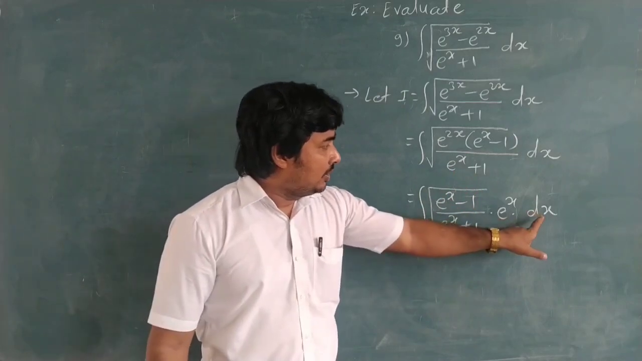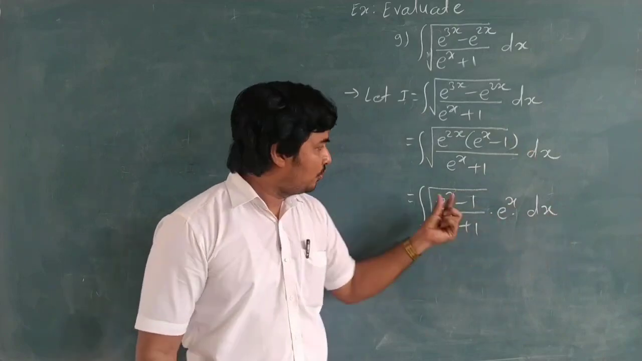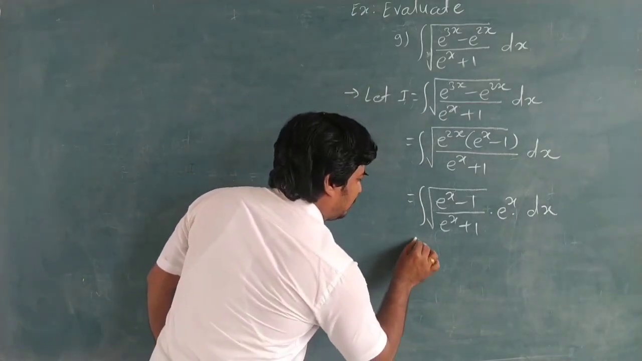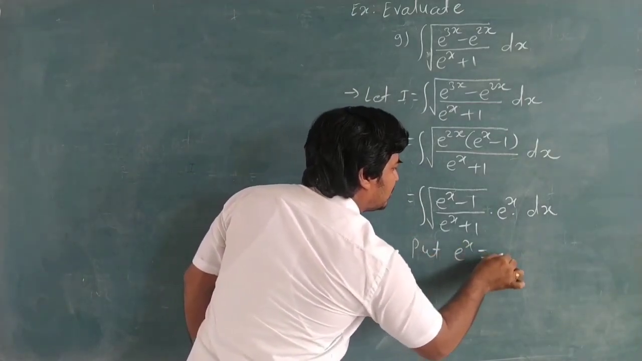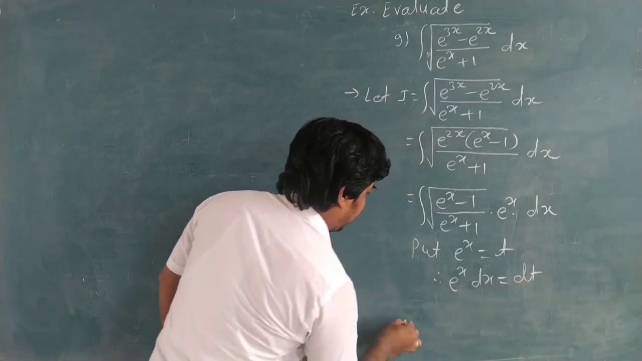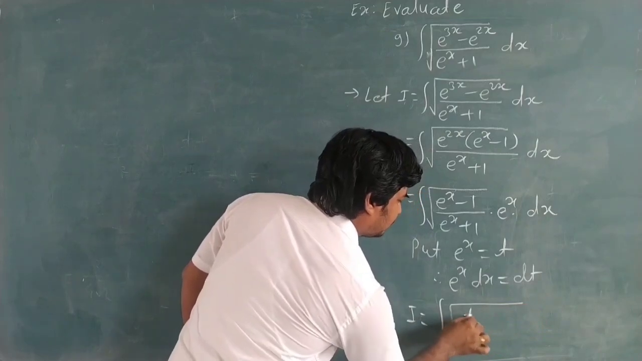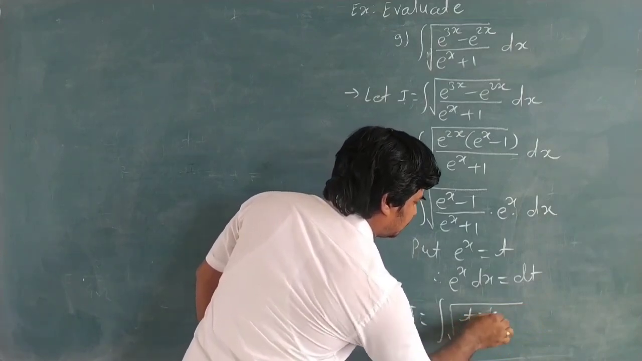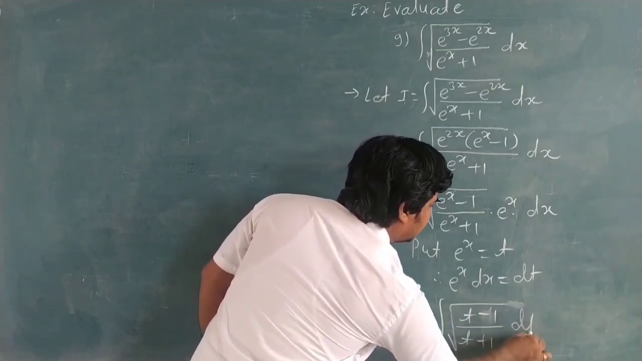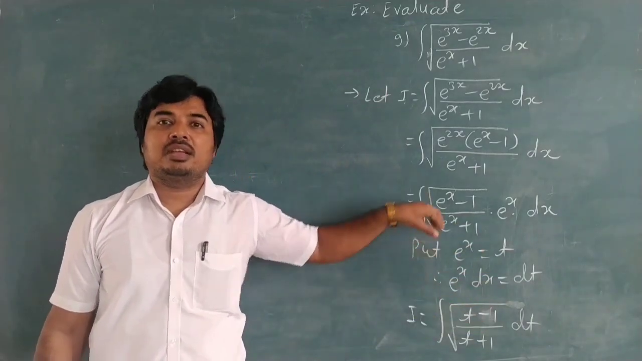Okay, here now in the multiple of dx there is e to the power x, and e to the power x is the derivative of e to the power x. So here we can substitute e to the power x is equal to t. Now put e to the power x equal to t, therefore e to the power x dx is equal to dt, and now our integral becomes under root of t minus 1 upon t plus 1 dt, and such type of examples we saw in the last lecture.